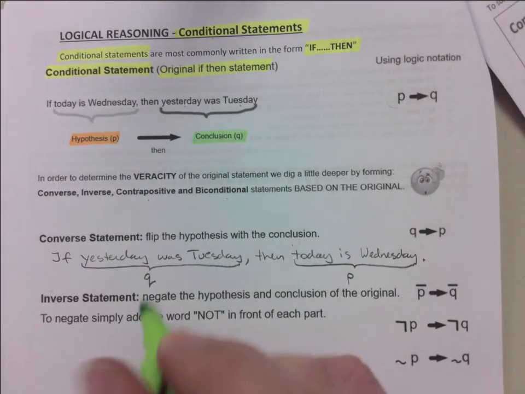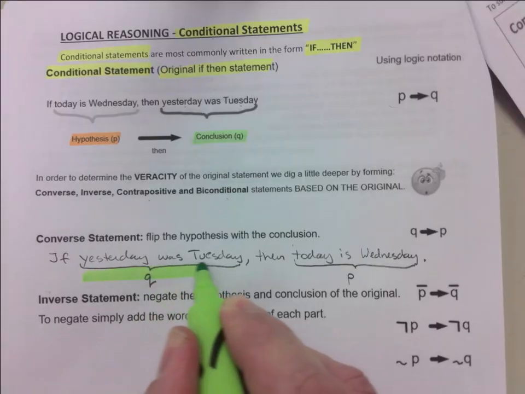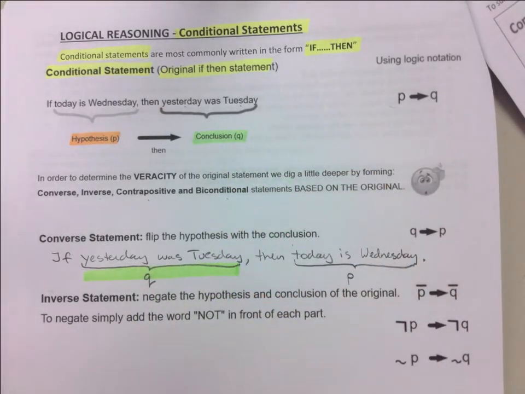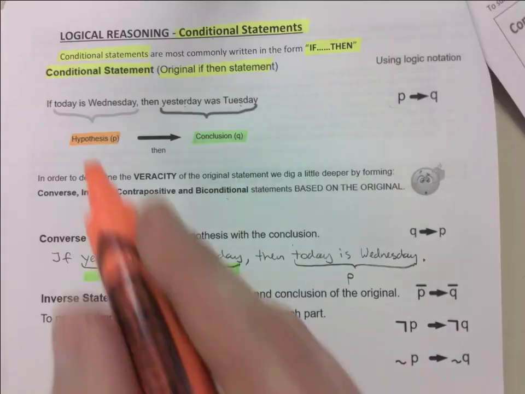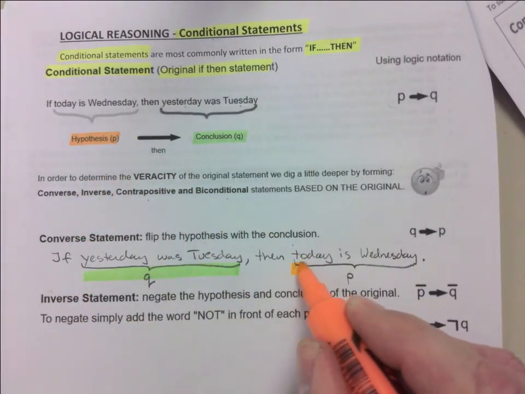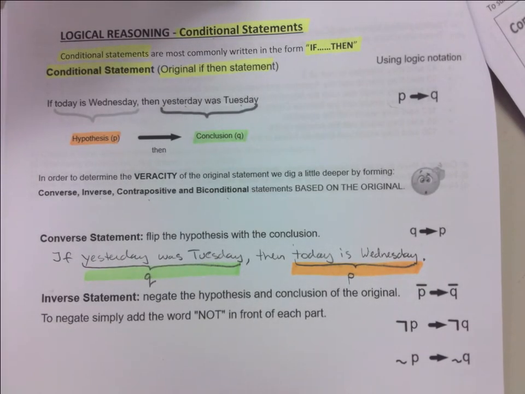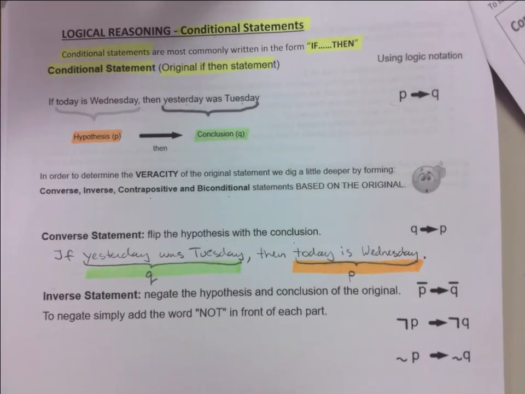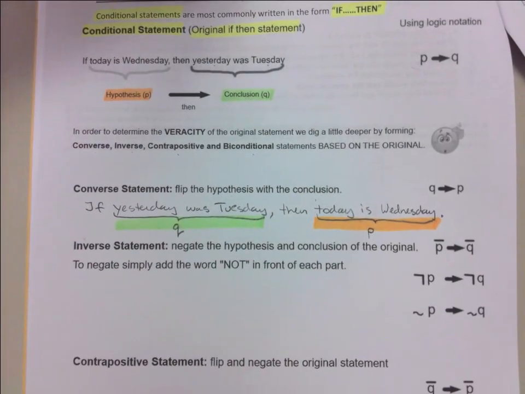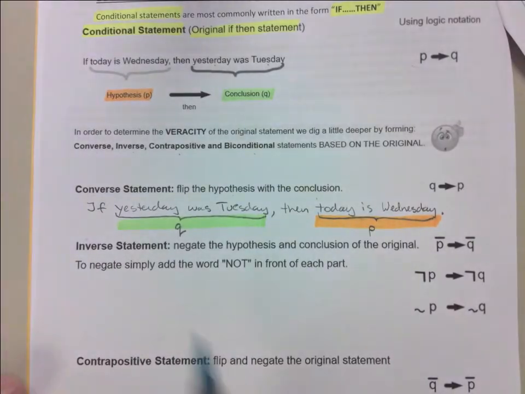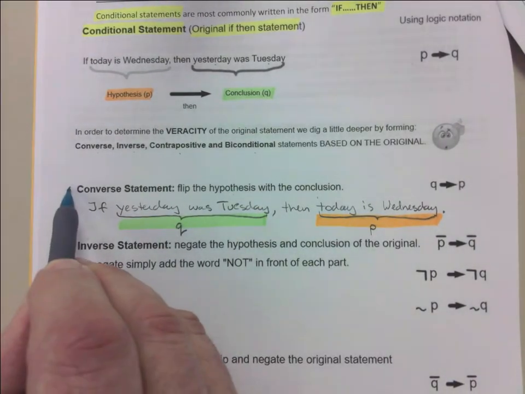So I'm just going to highlight this part in green so you see how it flipped. And I'll highlight the hypothesis, our former hypothesis, in orange. You can see that it flipped. Okay? We're always going based on the conditional, the original conditional. Original, conditional, it kind of rhymes, okay? Okay, next.